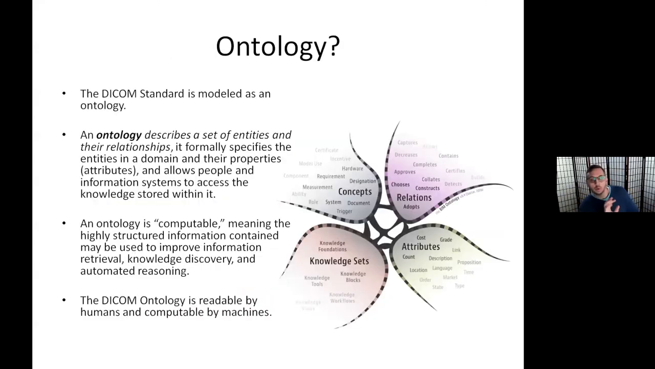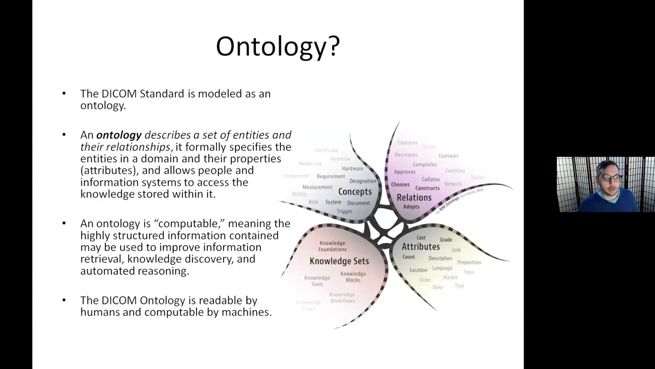So an ontology, this is the technical definition. It describes a set of entities and their relationships. So it formally specifies the entities in a domain and their properties or attributes. It describes a system and how things work together.